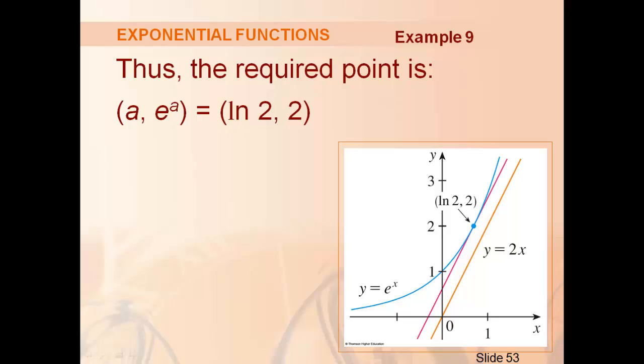Thus the required point would be the natural log of 2, right here, and here's my line y equal to 2x, and here is the line that goes through this point and is parallel to the line they gave me.